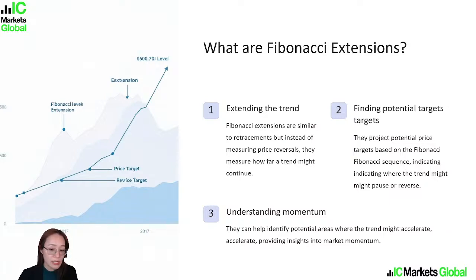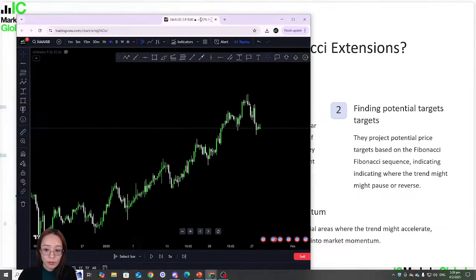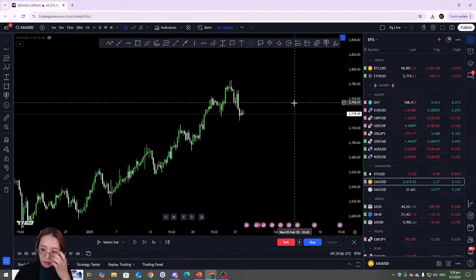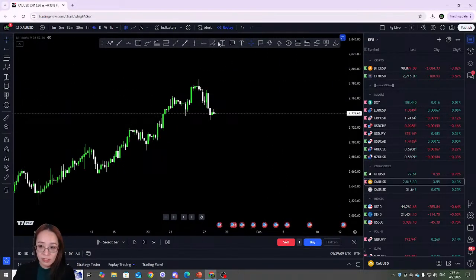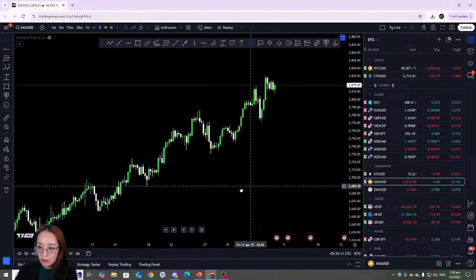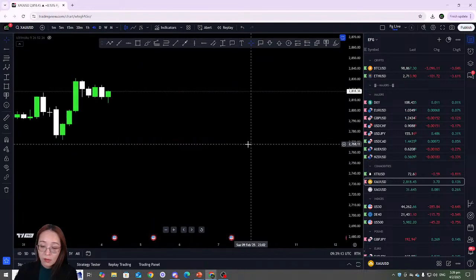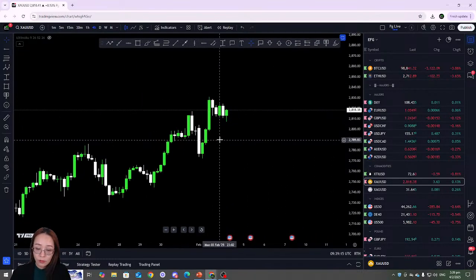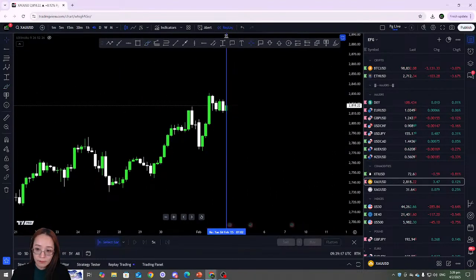The Fibonacci extension uses two numbers. We will use the Fibonacci extension. This is the four-hour time frame. We will use the extension when the price breaks above.